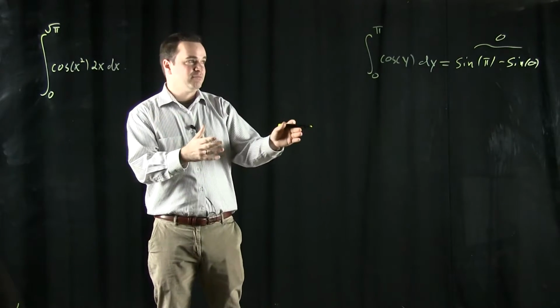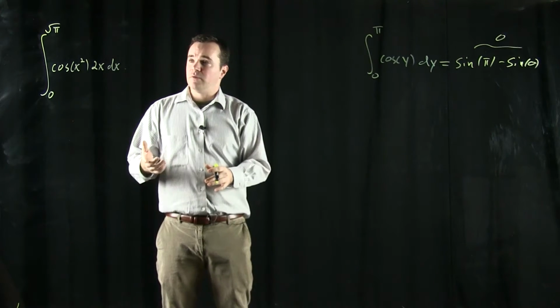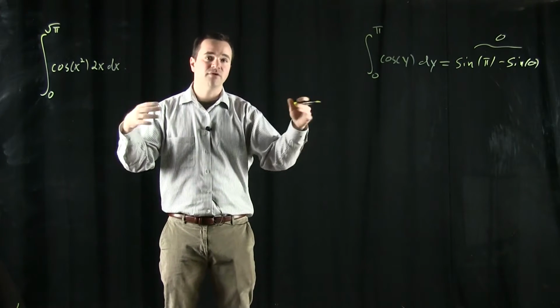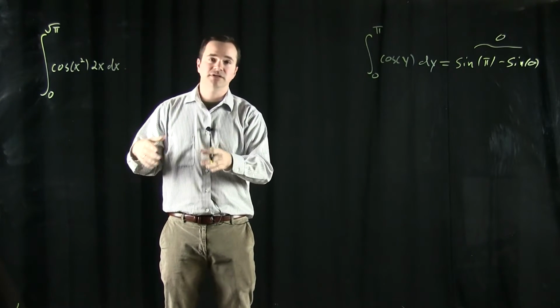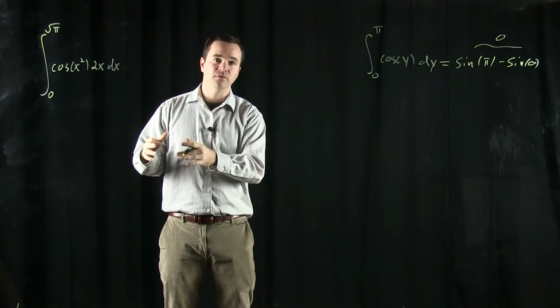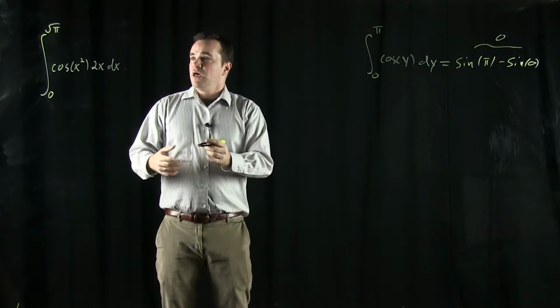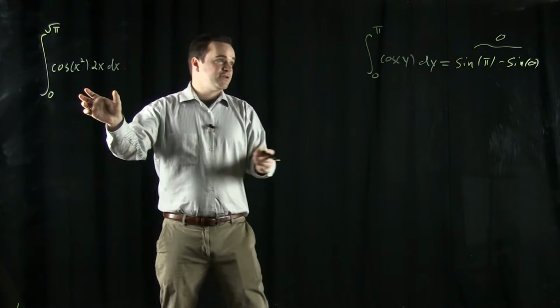And so how come that problem is so much easier? Well, it turns out that actually these two integrals are the same. They're both equal to 0, and the reason is because of the substitution rule for definite integrals. And let me explain why. So how are these two things related?